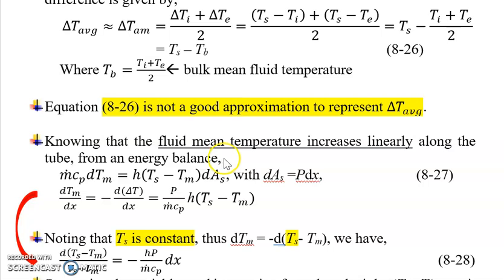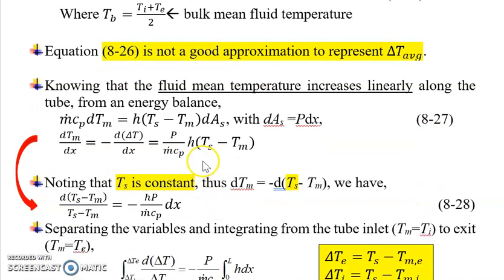Now, knowing that the fluid mean temperature increases linearly along the tube from an energy balance, we have the energy brought in by the mass flow rate equal to the heat coming in through the channel wall. We have 827, which upon rearrangement, we get 828.